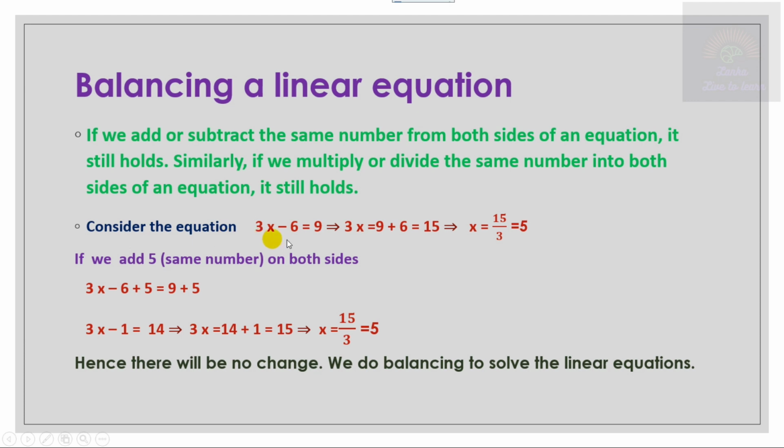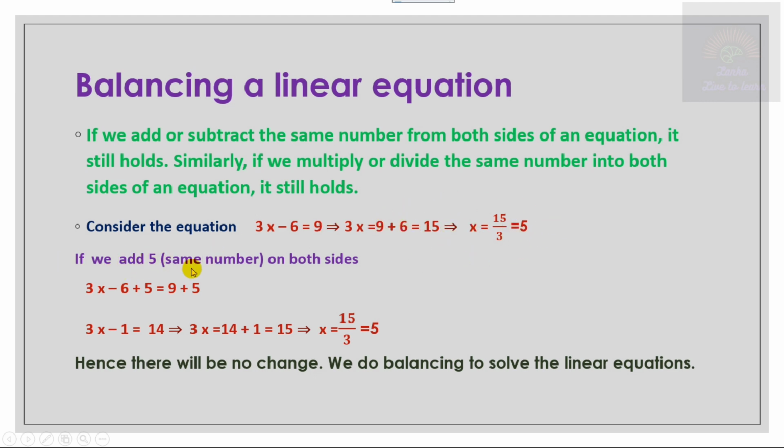Let us take an equation, 3x minus 6 is equal to 9. A simple solution: 3x is equal to 9 plus 6. So this is transposition. Then this minus 6 will become plus 6 and it will be 15. Then we will get x is equal to 15 by 3, which is 5. This is one method of solving, by transposition.